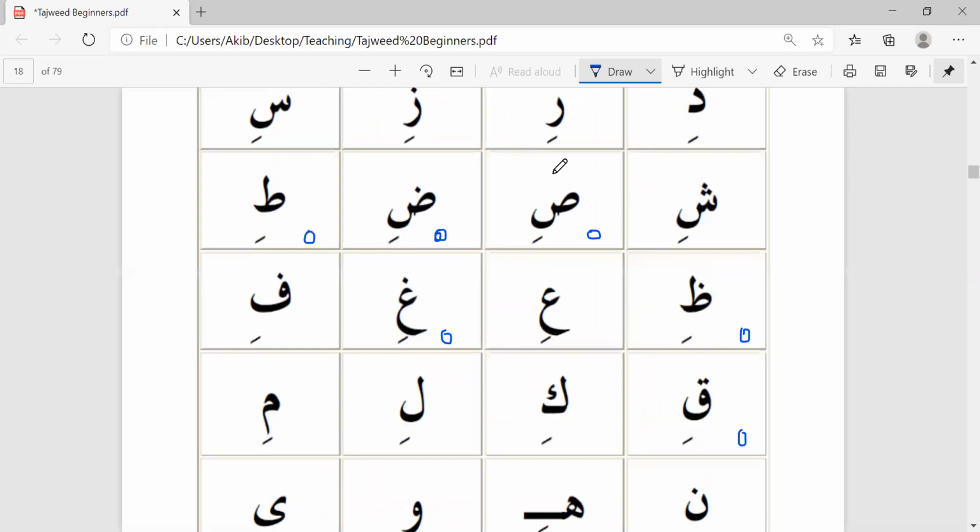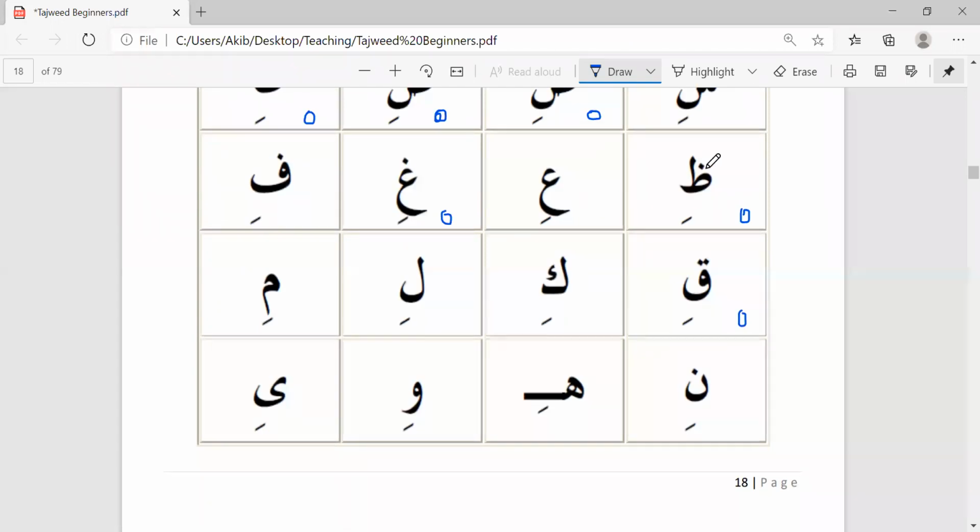Now put your tongue on the bottom of the bottom teeth. Put lots of pressure there, and then release that sound. Si, si, si, di, di, di. Again, this is the side of the tongue touching the side of the back teeth. Di, di, di. The dha will be di, di, di.